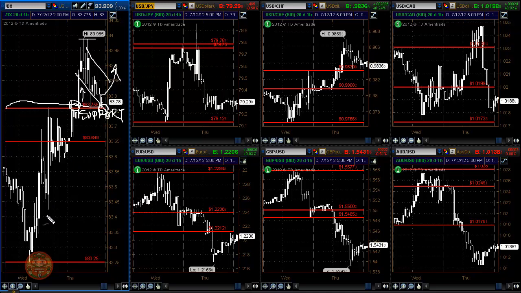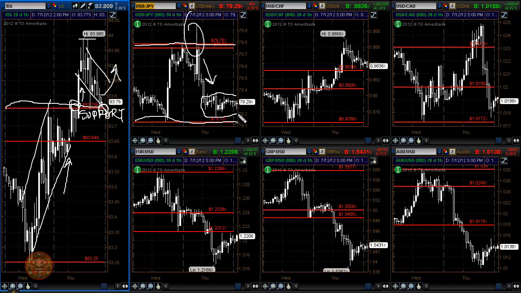You can see that we did break outside of yesterday's trading range and continued the strength from yesterday. And across the board here, the yen was not able to get outside of yesterday's trading range. It did try to break out of the high here, but retraced and then finished closer to the low than the high.